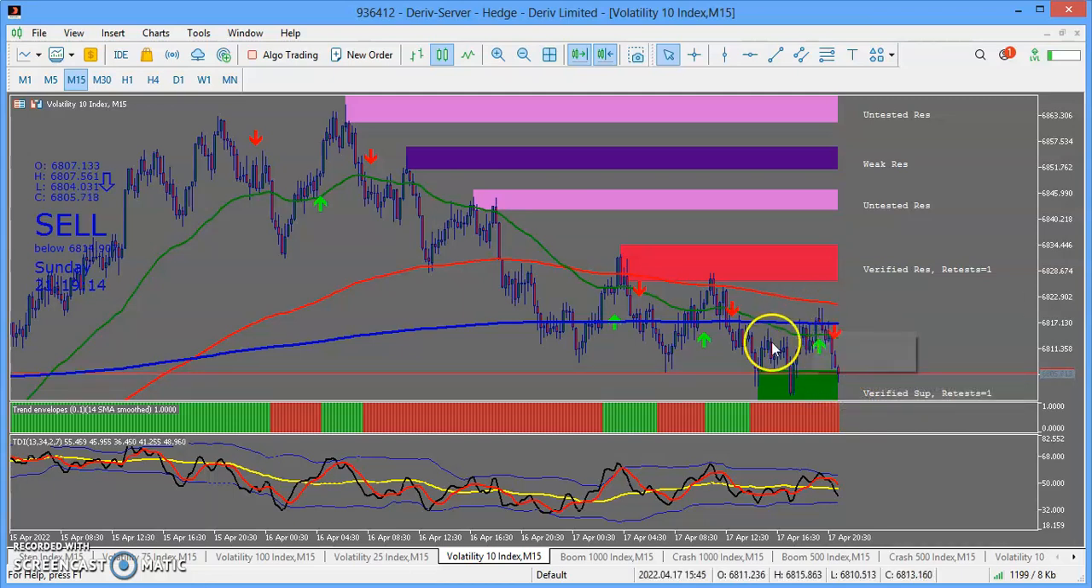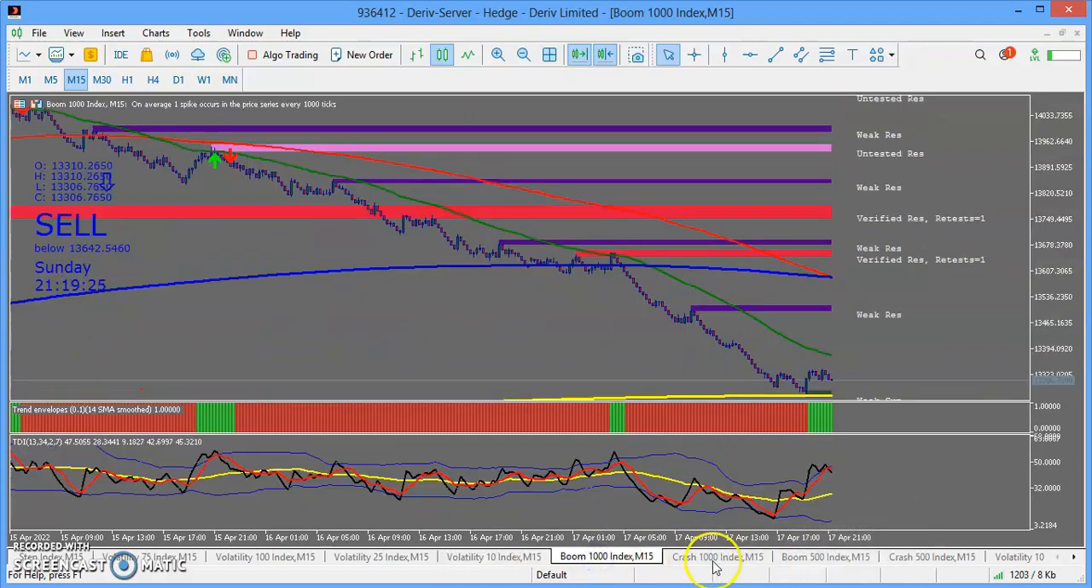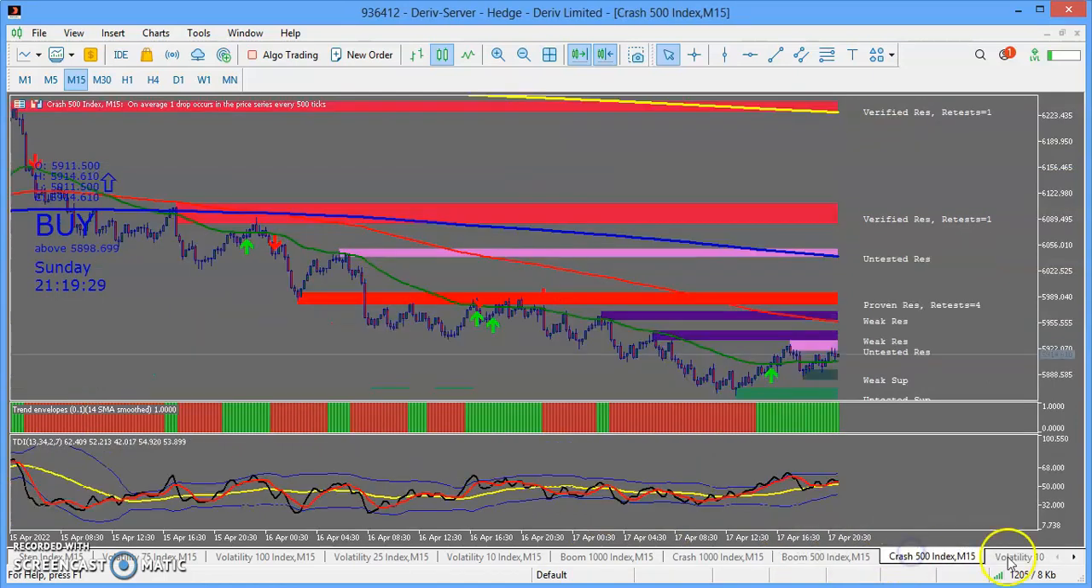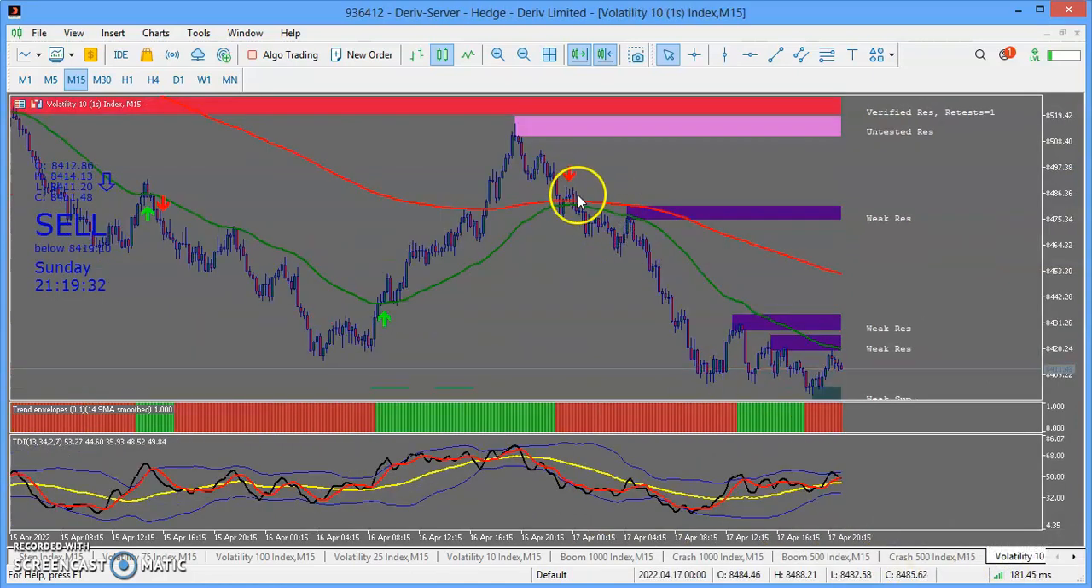Don't hold. You can only hold it when you have something that is weak, like these weak resistances. They're not really tested, they're not really verified. So let me see if I can see more of this. Yeah, you can see the same goes here.